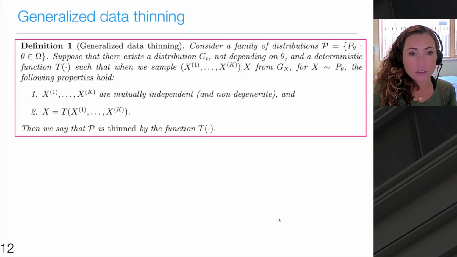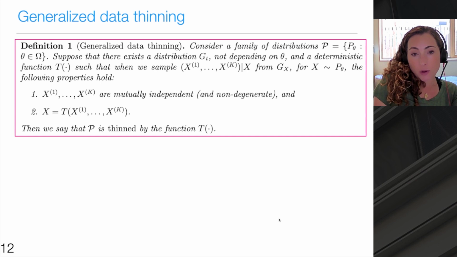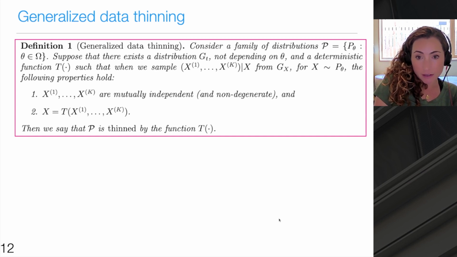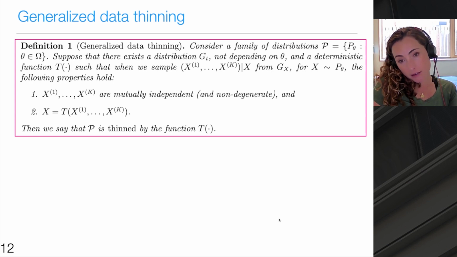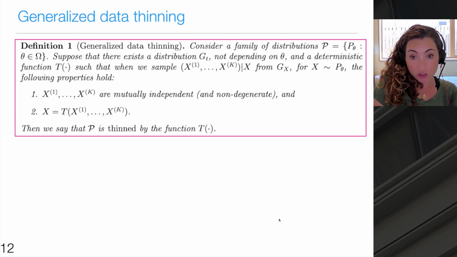And now I'm going to introduce a definition, which is the definition of data thinning. So consider a family of distributions p indexed by an unknown parameter theta. And I'm going to suppose that there exists a distribution g sub t, which does not depend on theta, and a deterministic function capital T such that when I sample x1 through xk conditional on x from this distribution g sub t of x, where x follows the distribution p theta, then the following properties hold.